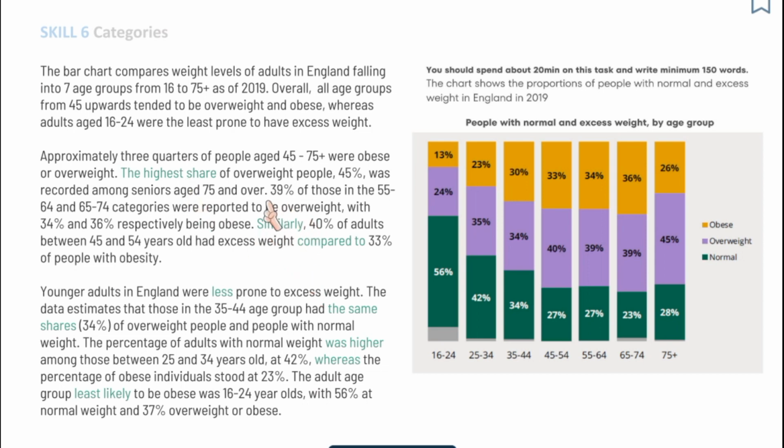Similarly is a linking word. We use it when we want to show some similar numbers, trends, phenomena. You got it. Compared to is another linking word to compare. Less, the same shares, also shows the idea of comparison. Was higher, whereas, to show some contrast. And least likely is also the superlative adjective. Do keep in mind that relevant comparisons is always a good idea for the task achievement.